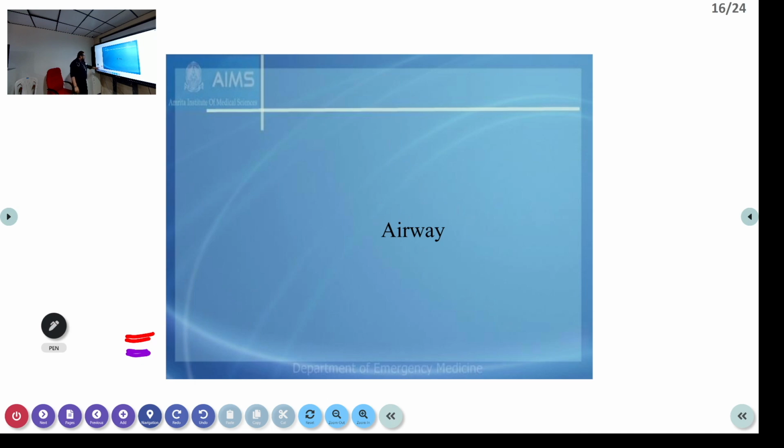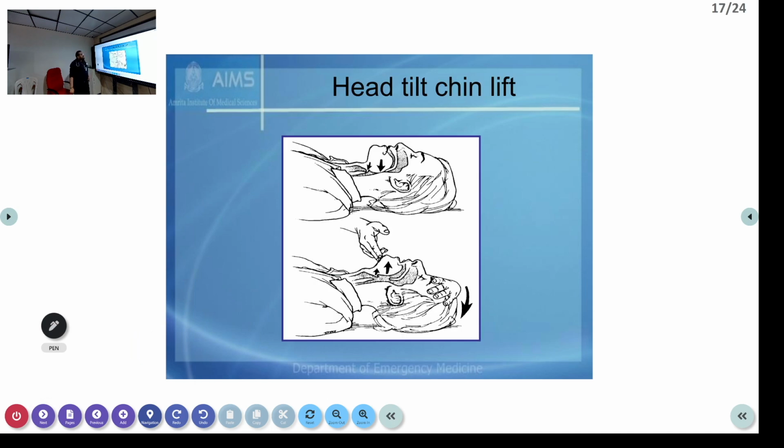Now coming to the next one, airway. You see here, this is a very important diagram. When a patient is lying down normally, what is happening? This is the airway passage, and the airway is not patent here. Why? Because the tongue and the soft tissue are coming and obstructing the airway. See the dotted black lines here, so there is no continuity. So the air will not be passing.